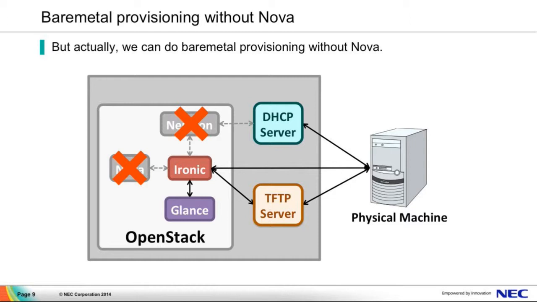But actually, we can do bare metal provisioning without Nova. And Nova talks with Neutron in usual bare metal provisioning. So when we don't use Nova, Neutron also isn't used. Then I will start to talk to you about how to do bare metal provisioning without Nova.